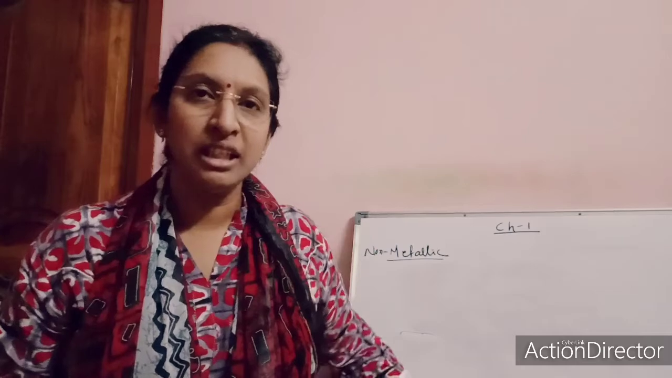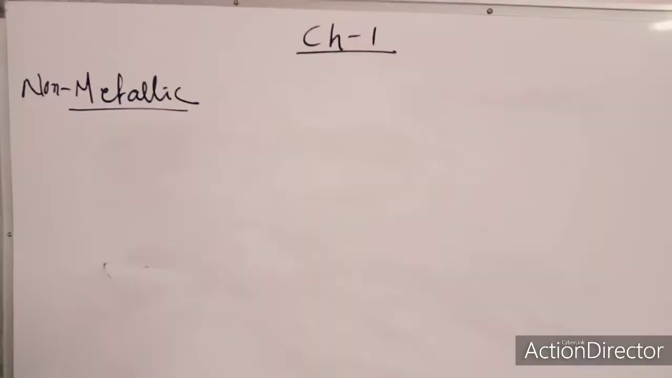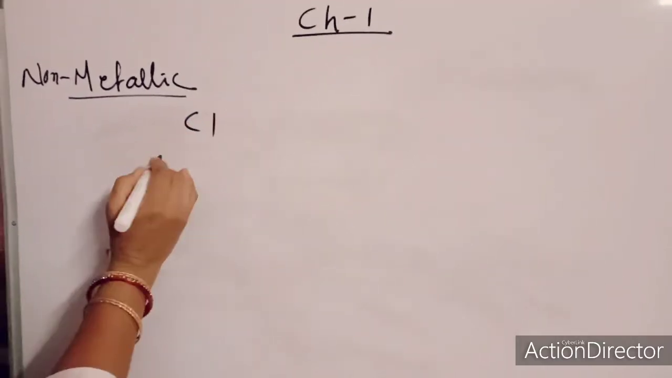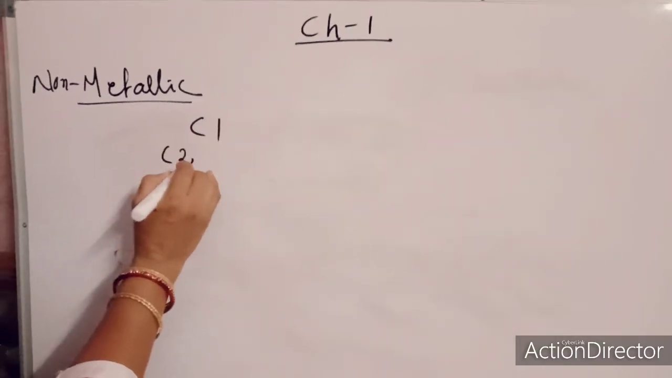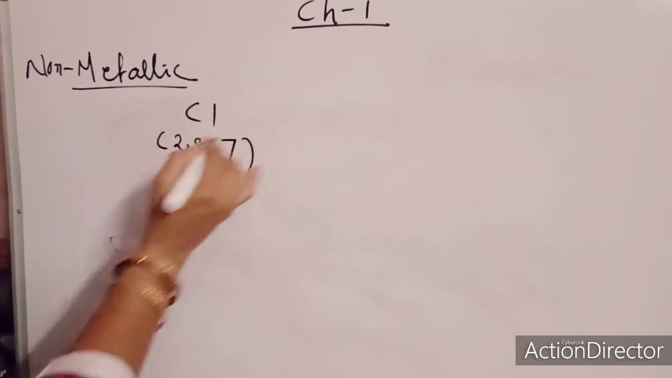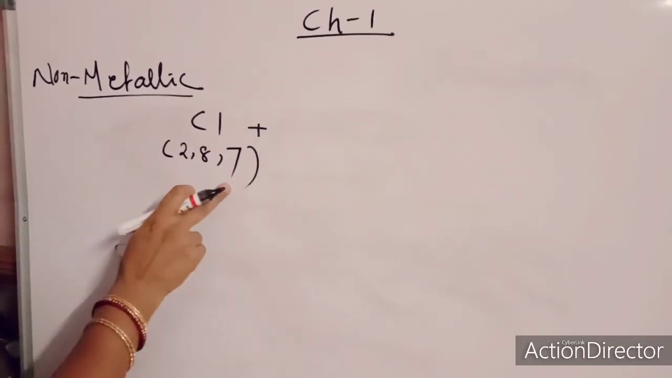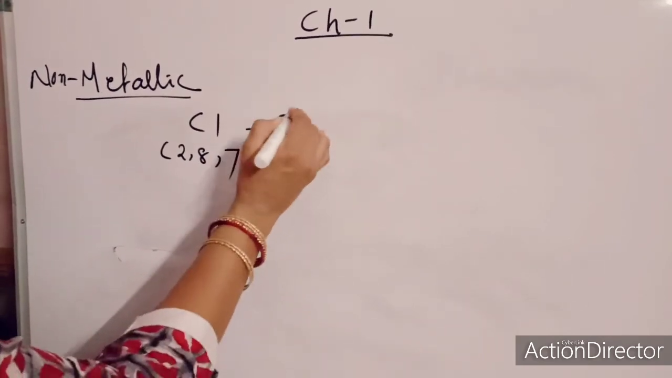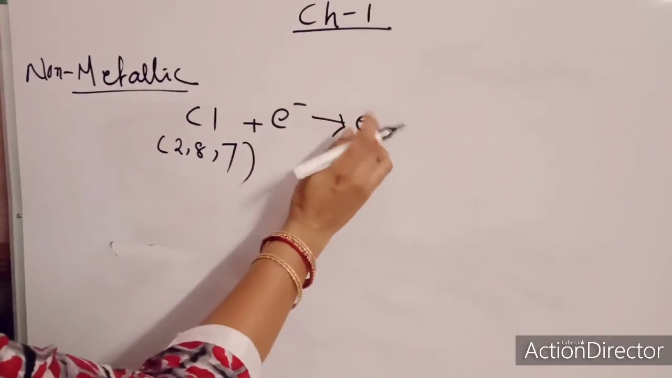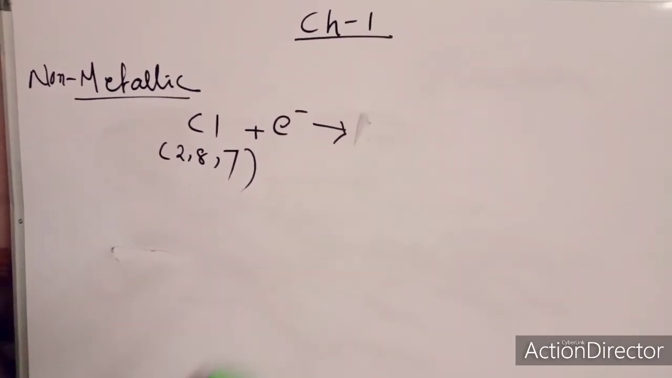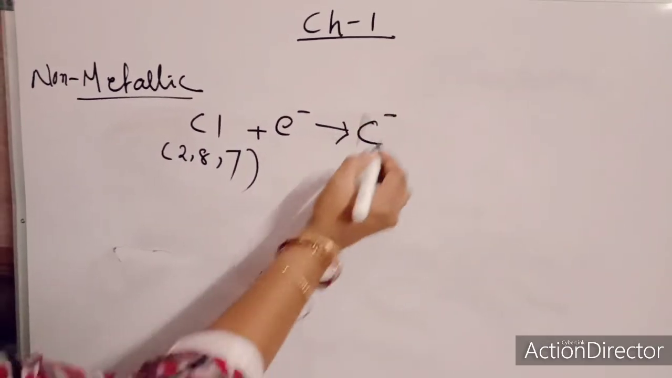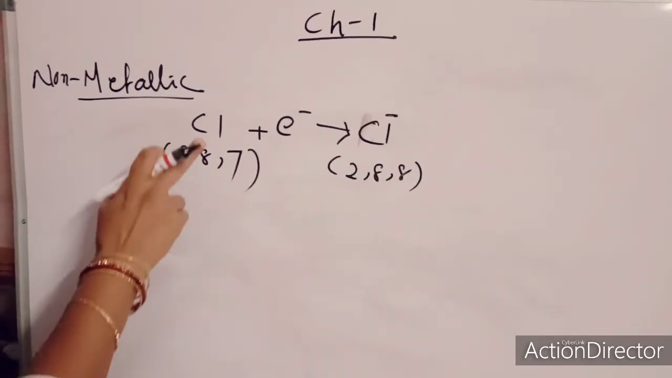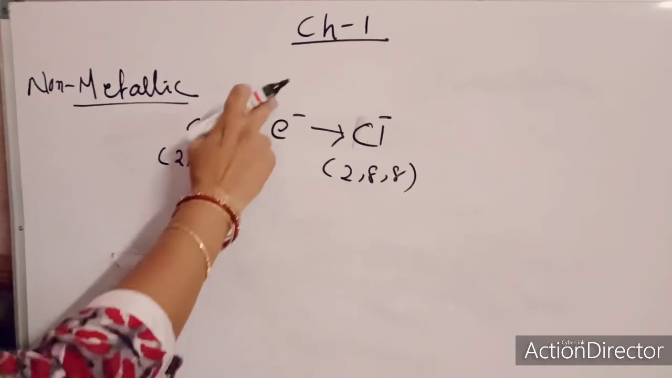So how are they showing the non-metallic character? Again we can express it as an equation. Chlorine has electronic configuration 2, 8, 7, you know properly. One electron is deficient from the nearest octet, so it is gaining one electron to give a negative ion, Cl minus ion, having configuration 2, 8, 8. So this is the non-metallic character, electron gaining.